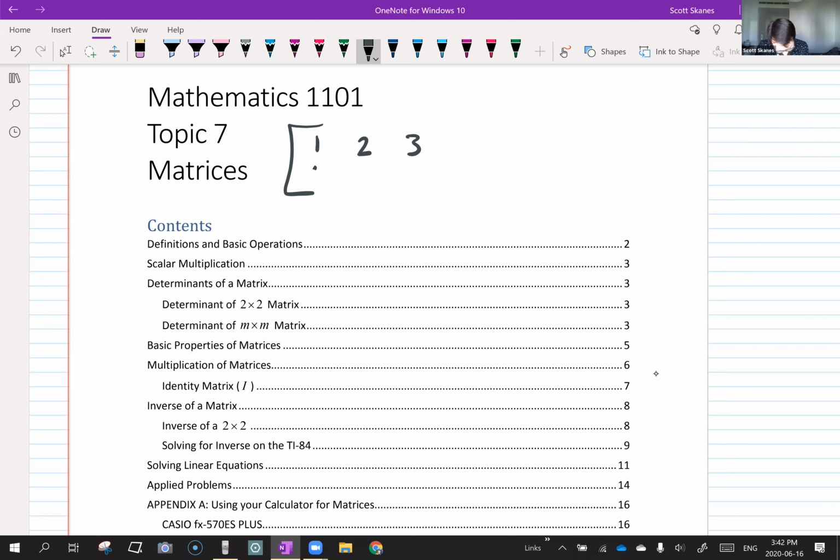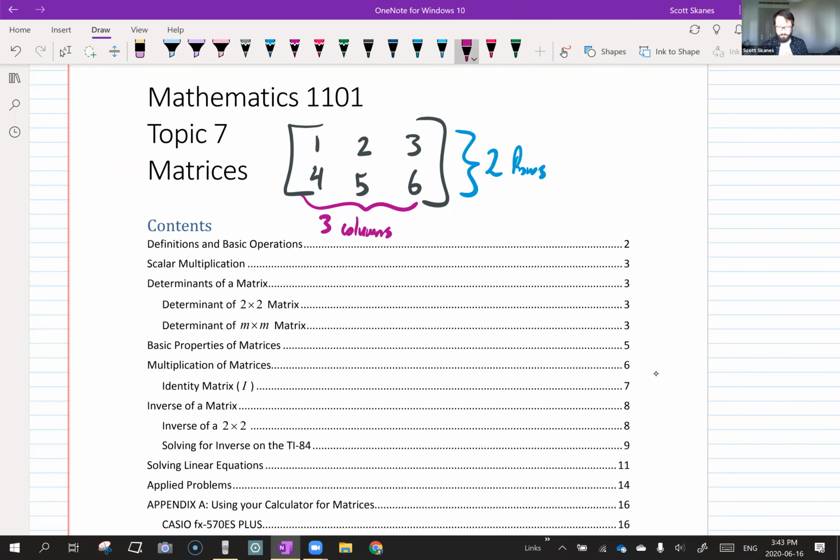What's a matrix? It's something that looks like this. What I mean is it's just a bunch of numbers, but they're arranged in a special way. And the way that they're arranged is in rows and columns. So in this case, we have 2 rows. And in this case, we would have 3 columns. 2 rows, 3 columns. What that is called is a 2 by 3 matrix.